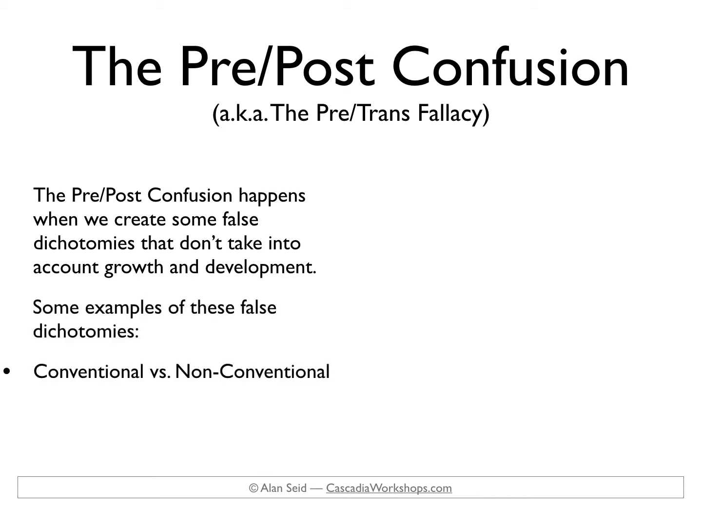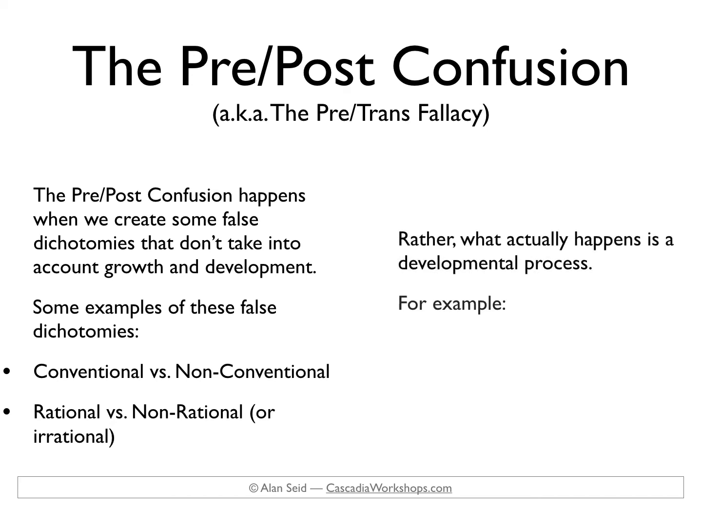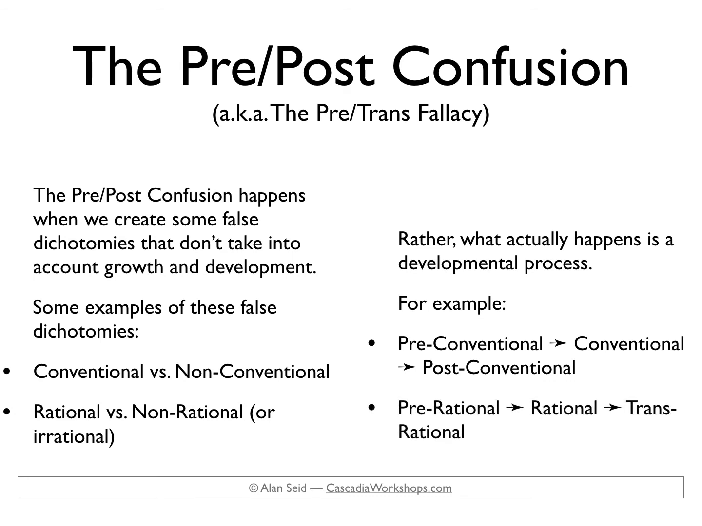I just gave you the example of conventional versus non-conventional. Pre-conventional and post-conventional get lumped together as non-conventional. Also rational versus non-rational. So a 6-month-old, 7-month-old who doesn't reason things out, we tend to elevate that into some highly spiritual state. And there are elements of that in the sense of how present babies are and how open they are, but it doesn't mean we need to elevate a pre-rational state to some post or trans-rational glory. What's happening is a developmental process, pre-conventional to conventional to post-conventional, or pre-rational to rational to trans-rational.